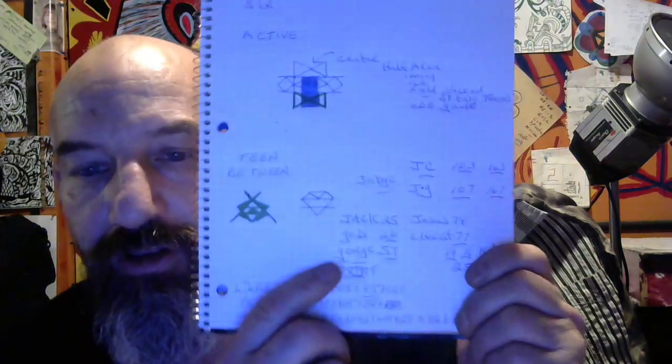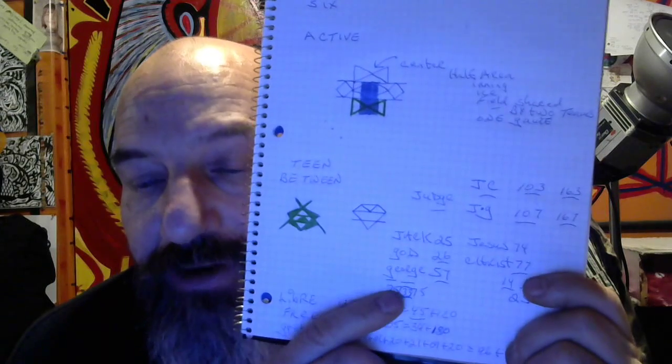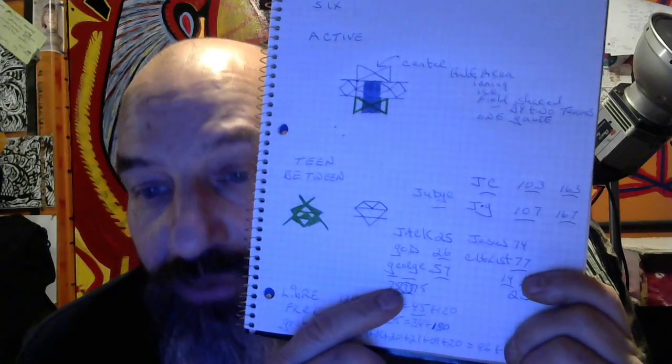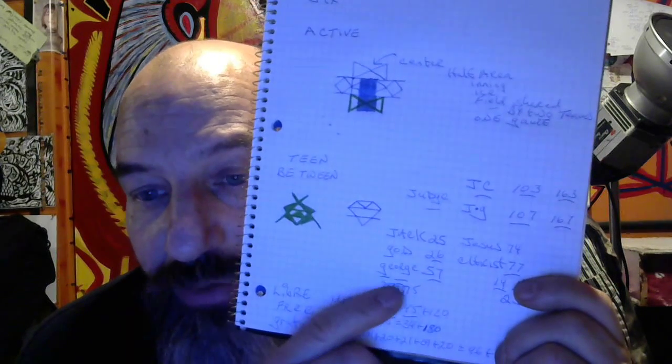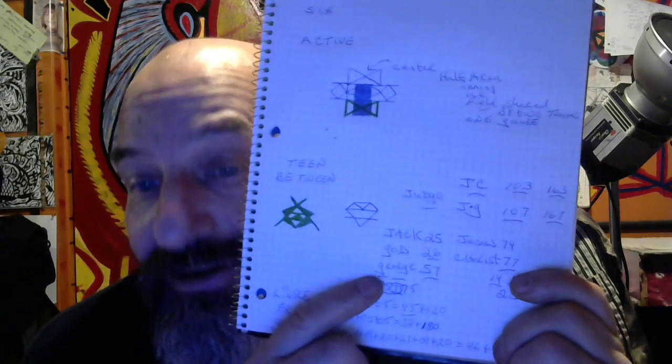Not sure if you really understood that. The small count for this, okay, is 7 and 5 is 12, 1 and 2 is 3, 3 and 3 is 6, 9. So this is 9. Now let's count it again.